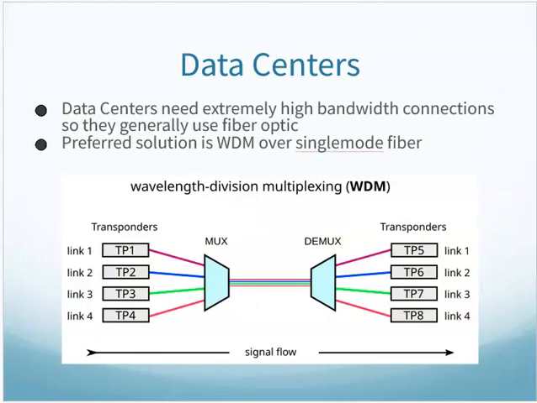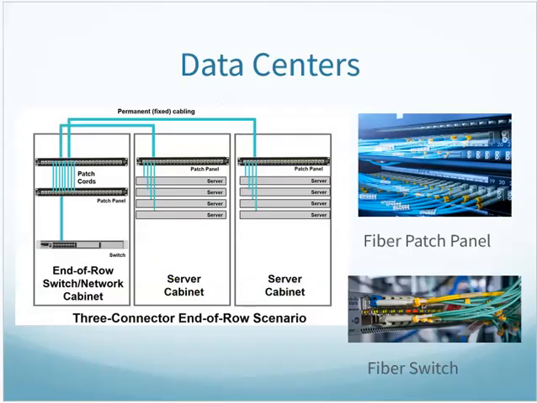A lot of data centers are using fiber optic links to connect racks and switches and racks together and so forth, servers and switches together. And they tend to use a lot of wavelength division multiplexing, so you can have a lot of signals going across one fiber cable, reducing the amount of fiber cables that are needed.